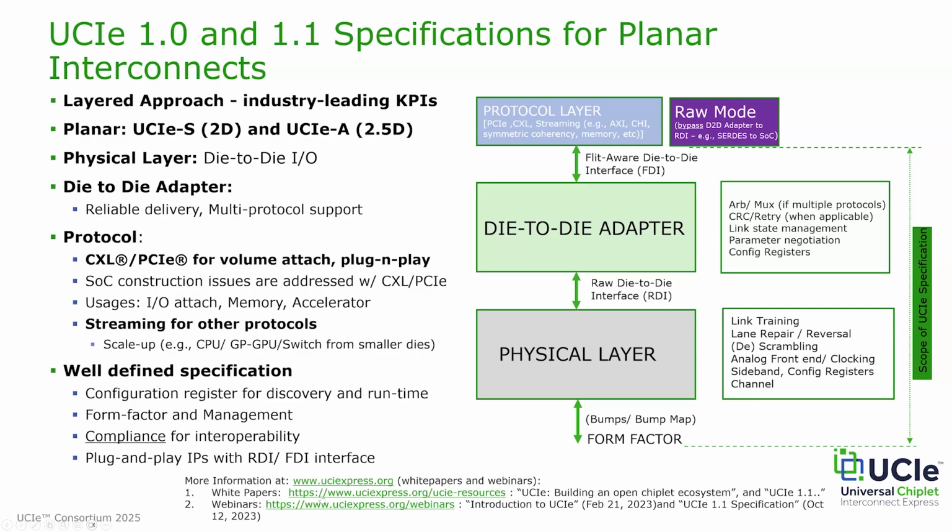Now, from a usage model point of view, you also have huge coverage, like you can address I/O attach with PCI Express or CXL.io. You can do the memory use cases with CXL.mem, and you can do accelerator use cases with a combination of CXL.io, CXL.mem, CXL.cache. And in addition to that, you can do streaming protocols, things like CHI or any other SMP cache coherency protocol that you can run on top of the UCIe stack. And this is similar to a lot of the SMP cache coherency protocols they run today on PCI Express 5.